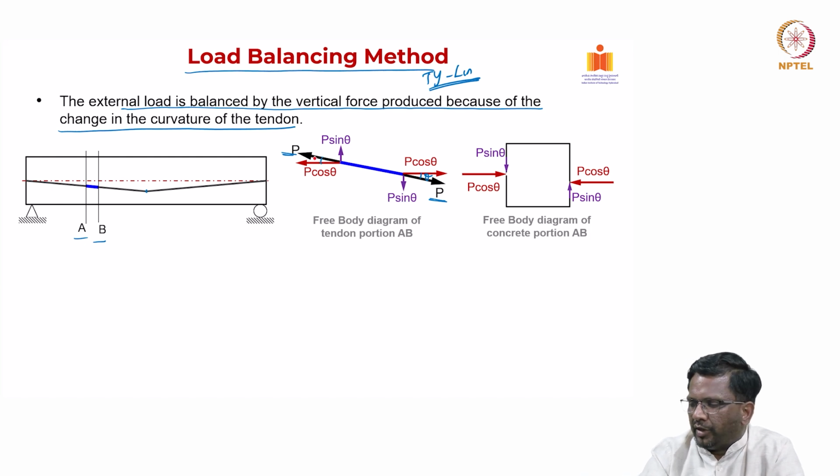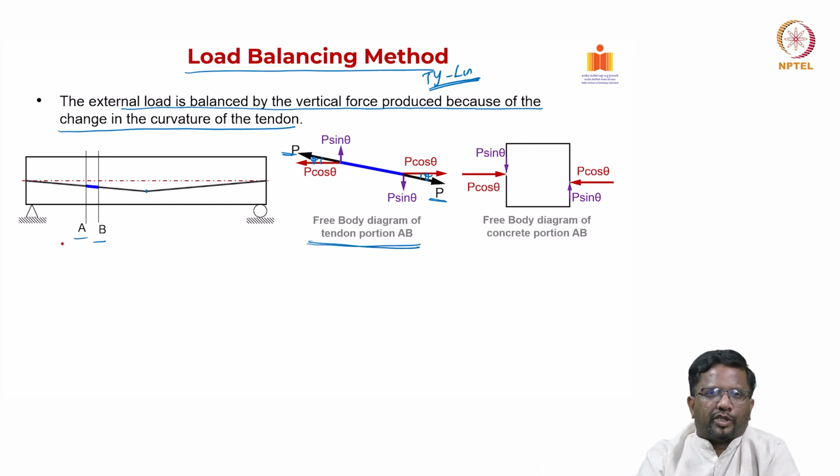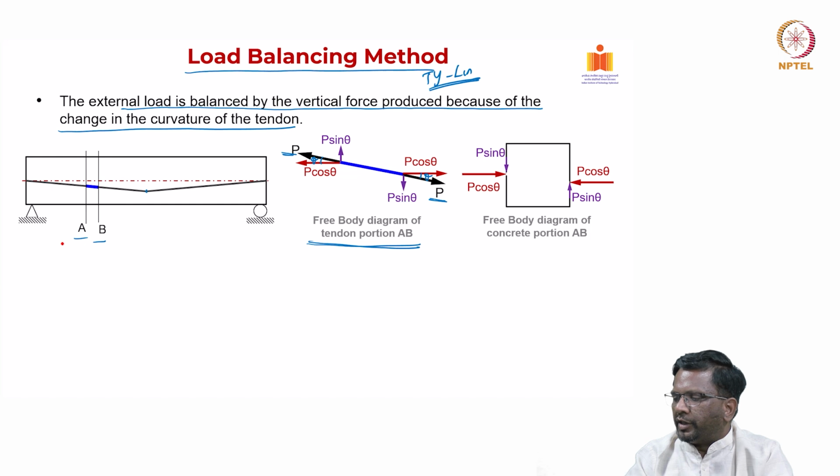Similarly on this side also, equilibrium has to be satisfied. Both the horizontal and vertical components have to satisfy equilibrium. This is the free body diagram of the prestressing cable in the portion AB. Now the cable is in tension, but what is the net effect it is producing on the concrete on the segment AB? That is what we are looking at, because they are all connected together.